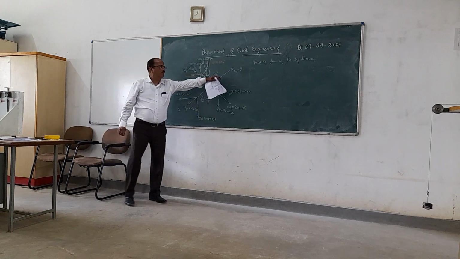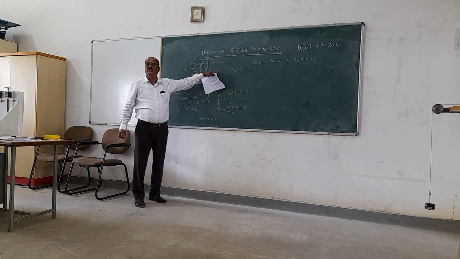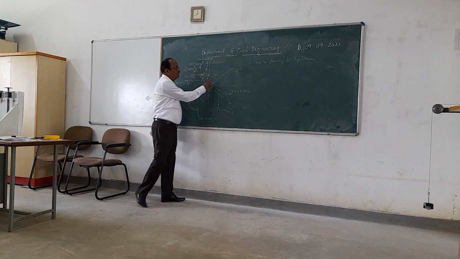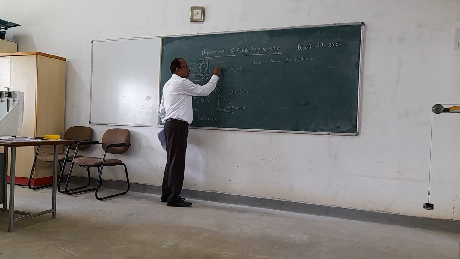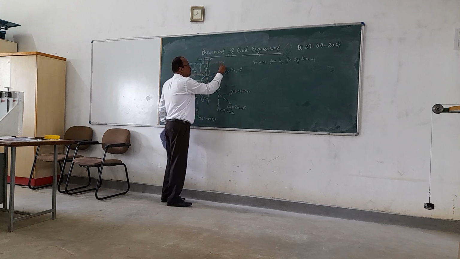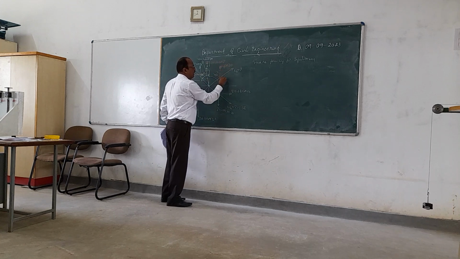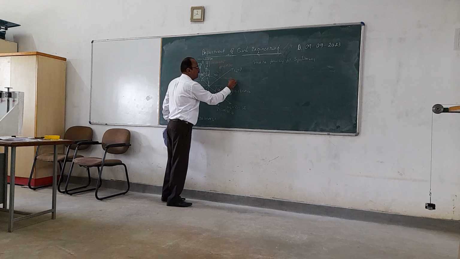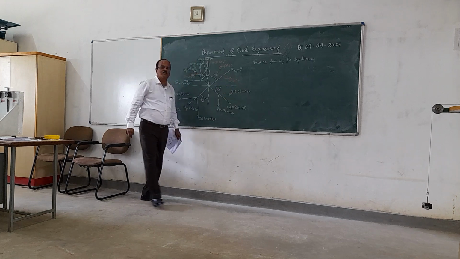Now we apply some particular force W3 at this inclination. What is this component? Since this is theta, this becomes cos. Therefore, this is W3 cos 70 and this one is W3 sin 70.